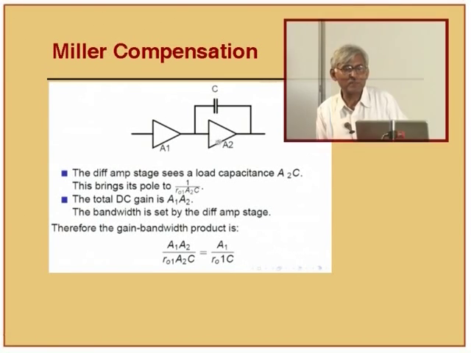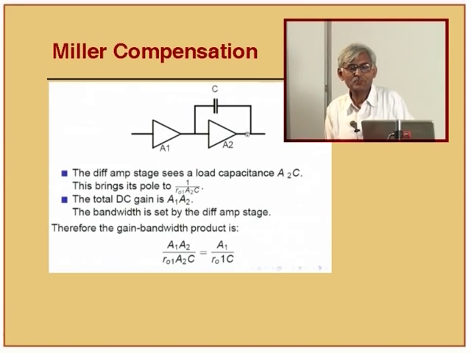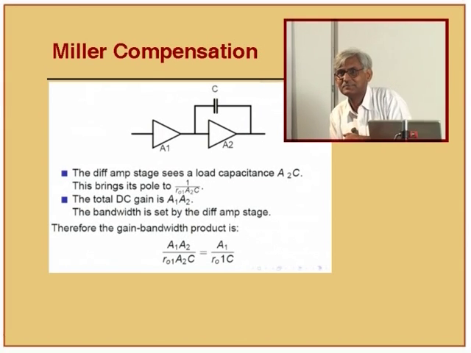Now in this case, what happens is that suppose I raise this voltage by some delta V. Correct? What happens to this point? It goes minus A times delta V. Right? So effectively across this capacitor, the voltage changes by A times delta V. Actually A plus 1 delta V.